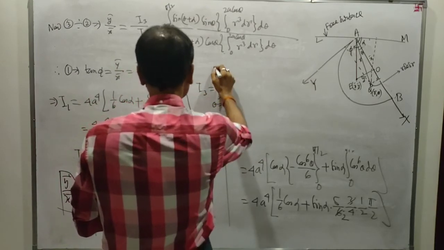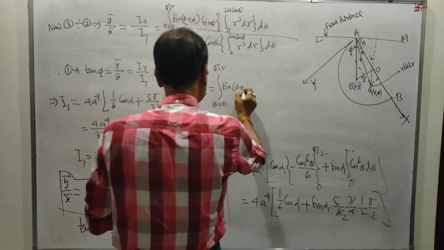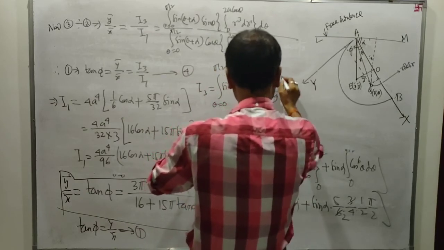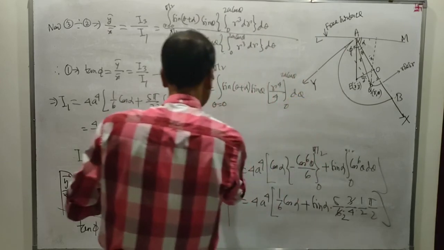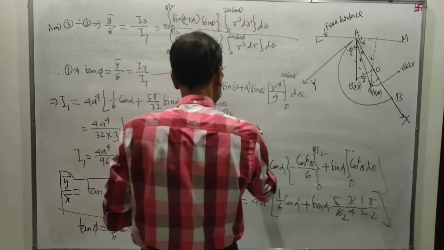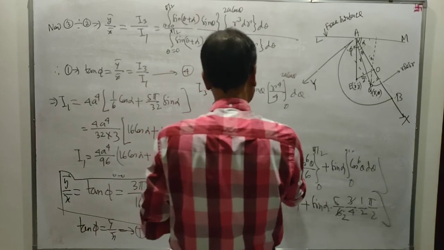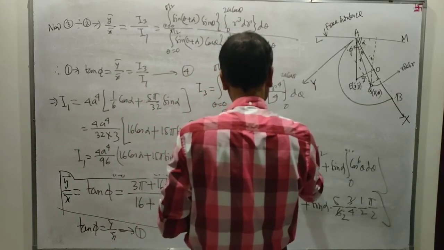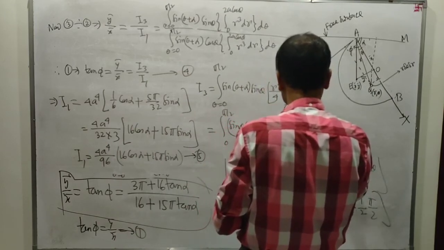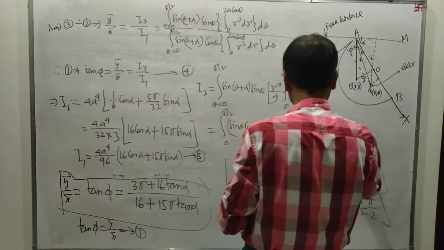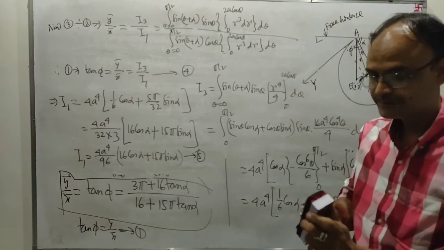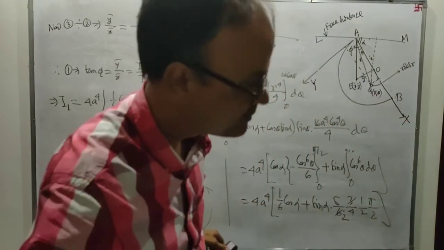I3 equal to integral 0 to pi by 2 of sin theta plus alpha into sin theta. It is r to the power 4 by 4, 0 to twice a cos theta d theta. It is equal to integral 0 to pi by 2 of sin theta, cos alpha plus cos theta sin alpha into sin theta, 16 a to the power 4 cos to the power 4 theta divided by 4 d theta. Is it not?